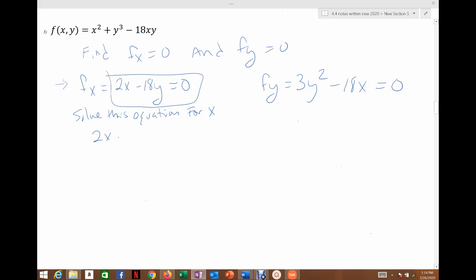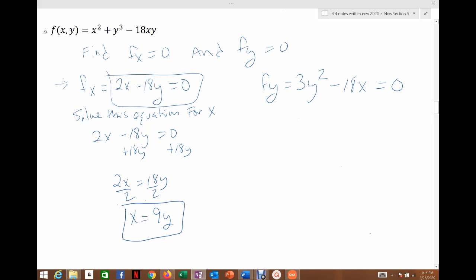Alright, so I'm going to start with my 2x minus 18y equals 0. Solve for x. First step, move the 18y to the other side. So 2x equals 18y, divide by 2. And so x equals 9 times y. That's what my x value equals. So I'm going to go here and replace my x with 9 times y, because that's what x equals. It's the substitution step. And so I get my new expression, 3y squared minus 18 times 9y still equals 0.